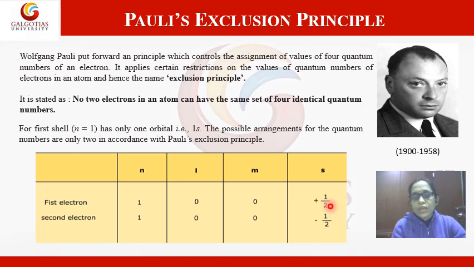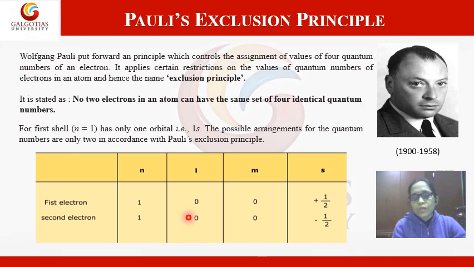For the second electron, let us see what are the possible quantum numbers. It is also present in the same 1s orbital. So n is equal to 1 and L is equal to 0 because it is s orbital, m also 0. Then see what is the value of S. S will be assigned minus half. That means for these two electrons, if we compare all the quantum numbers, the values of n, L and m are equal.